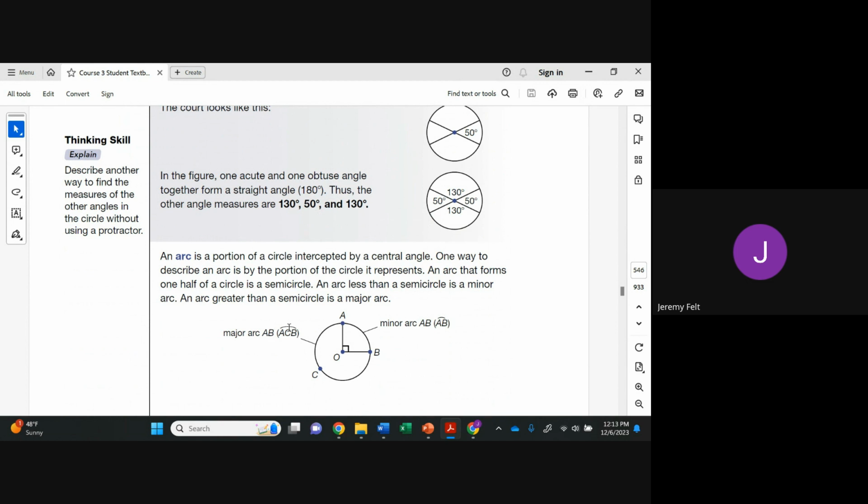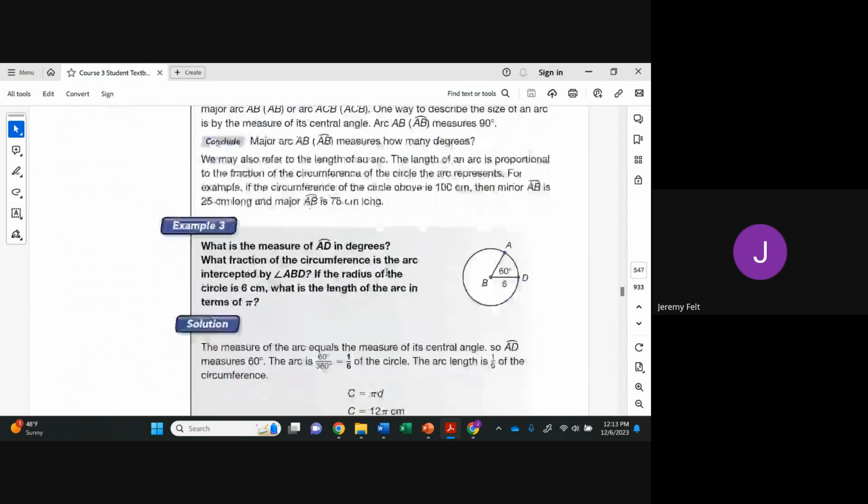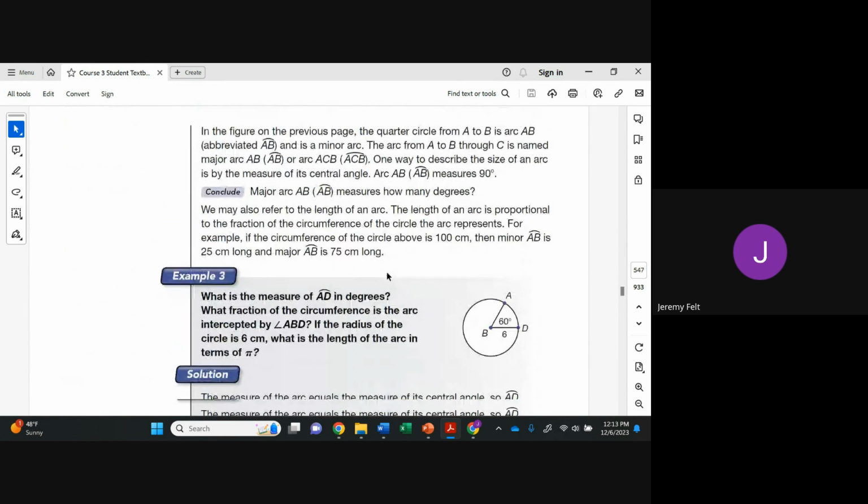And then major arc ACB helps us know that we're going from A to C to B. So it kind of helps us with the direction that we're going. And that's obviously greater than 180 degrees, so that would be our major arc. Okay. And it just goes through some of the abbreviations as we just talked about.